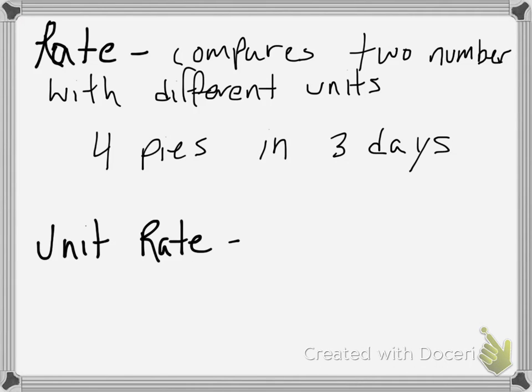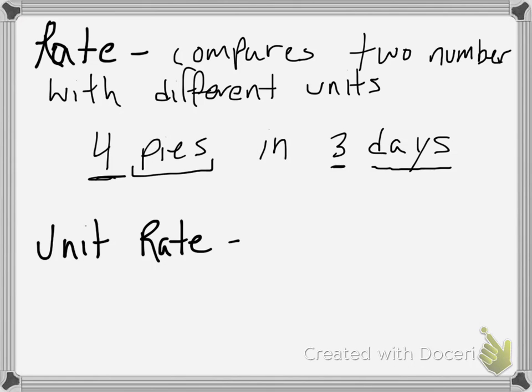So that's an example of a rate because we have two different numbers. I have a 4 and a 3, but they have different units. It's 4 pies, but 3 days. Those aren't the same sort of unit. So that's an example of a rate.